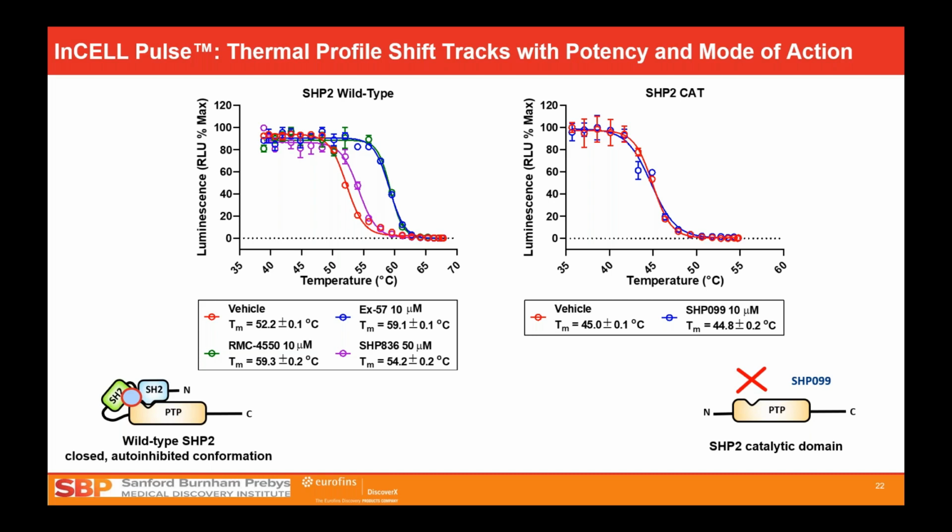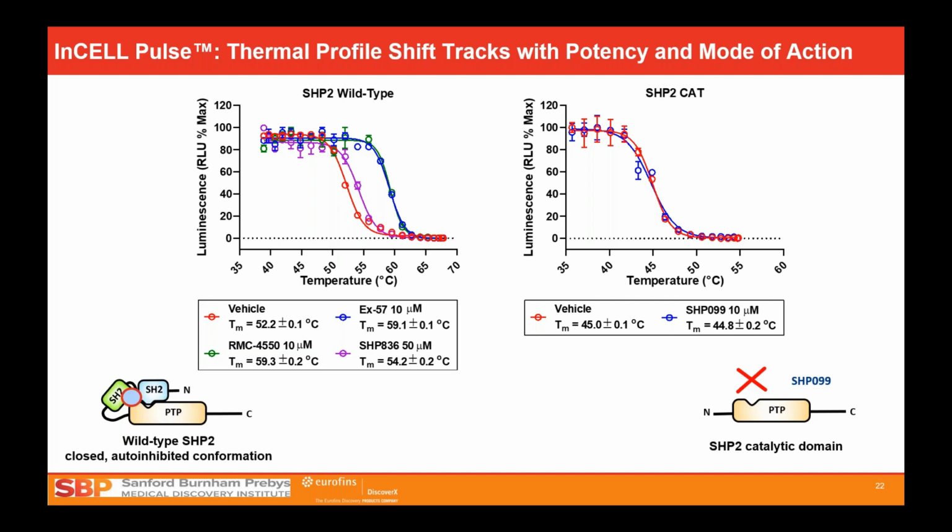And then in the purple curve, you can see I have SHP836 at 50 micromolar. And you can see, I would call it a small but significant stabilization of SHP2. This was actually the original hit first identified by Novartis in their screen.